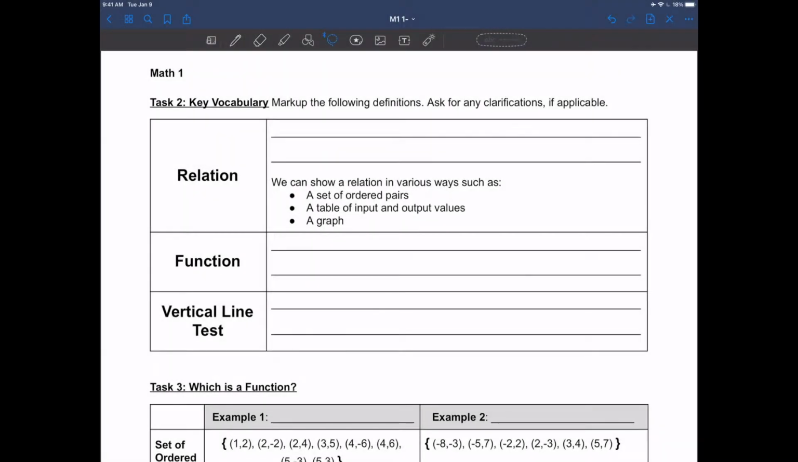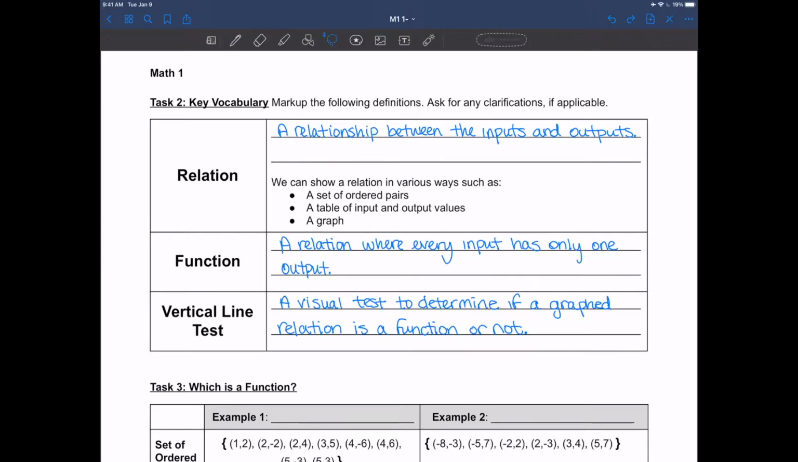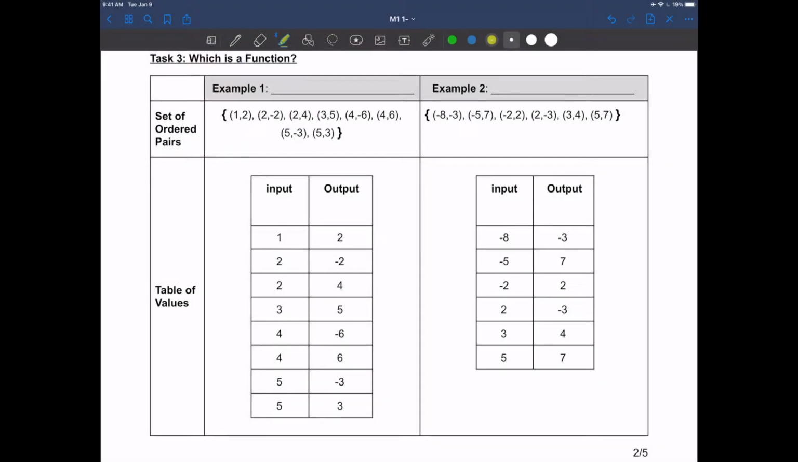Task 2, key vocabulary. What is a relation? A relation is a relationship between the inputs and the outputs. We can show a relation in various ways, such as a set of ordered pairs, a table of input and output values, or a graph. A function is a relation where every input has only one output. And lastly, the vertical line test is a visual test to determine if a graphed relation is a function or not.